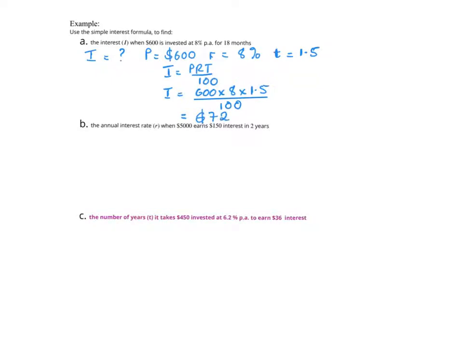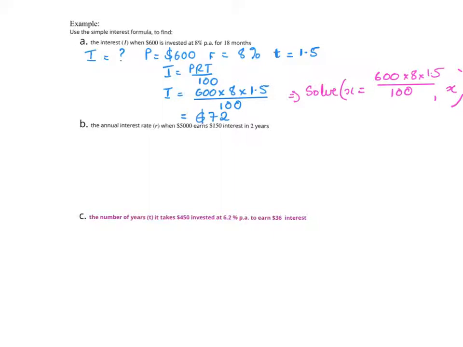Now, you can use your calculator there. You can use the solve function. So from here, this line here, I would probably do solve, and rather than I, I'd put X equals 600 times 8 times 1.5 over 100, comma X. And so that is going to give us $72 when we put it straight into our calculator.